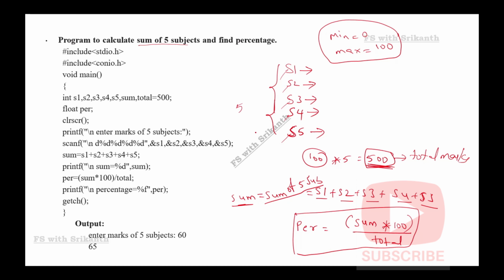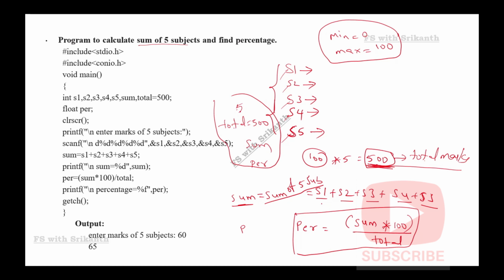5 subject marks, 5 variables. And we know that total marks are 500, so for that total 500 is fixed. And what we are getting, that is sum. And what we are getting as percentage, PER. The total is these 5, 6, 7, 8. 8 variables we require. Totally how many variables? 8 variables.